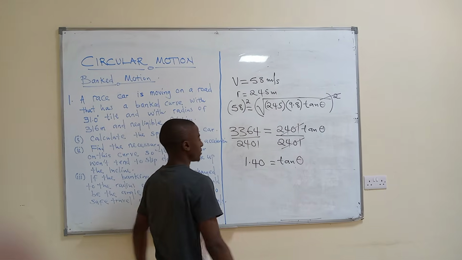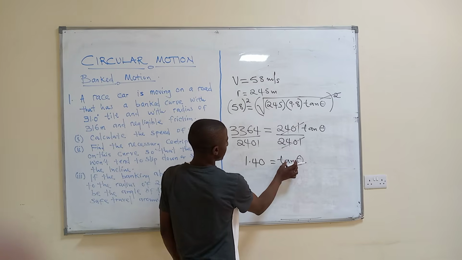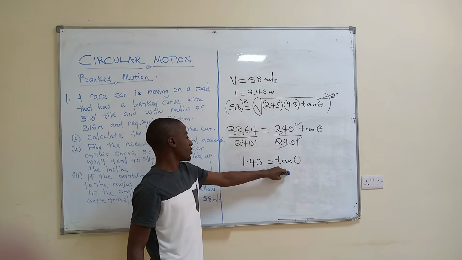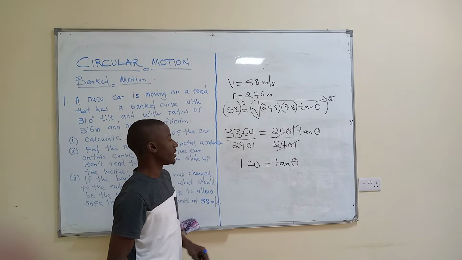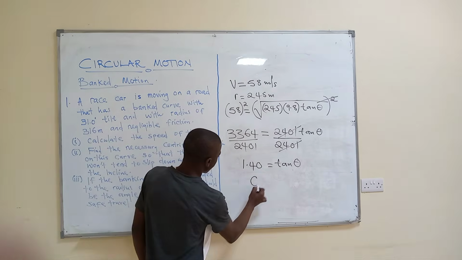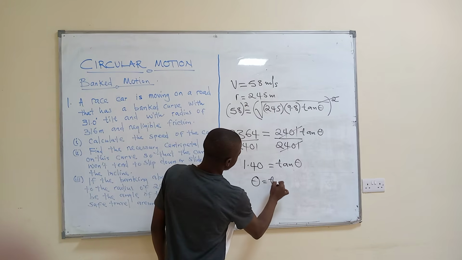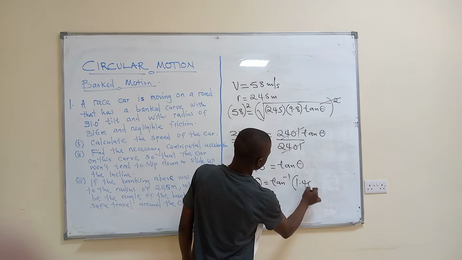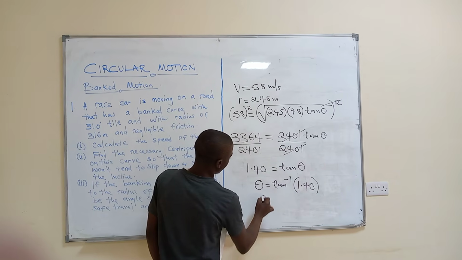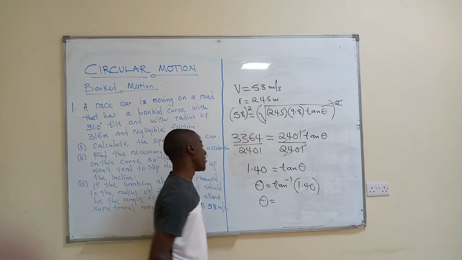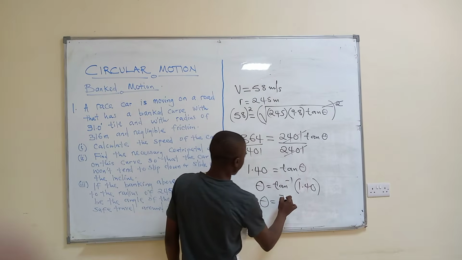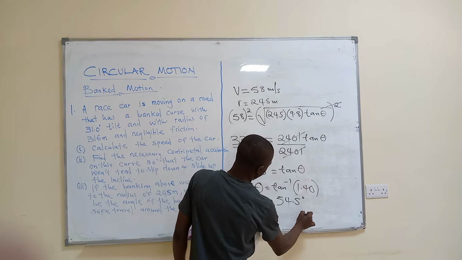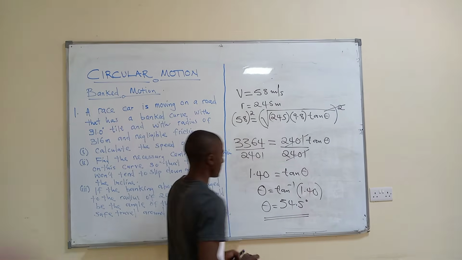Making theta the subject of the formula, this tan is going to cross the equal sign. Whenever any trig ratio crosses the equal sign it becomes the inverse, so theta is equal to tan inverse of 1.40. So our theta, that is what? 54.5 degrees. So this is the final answer.